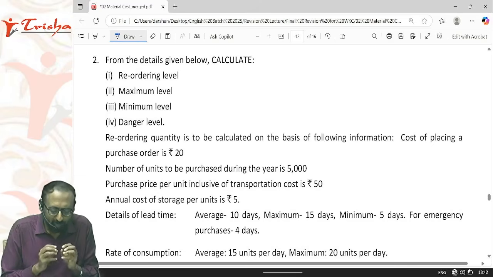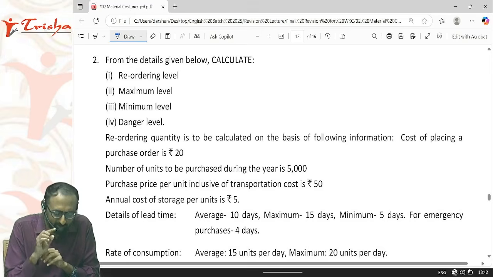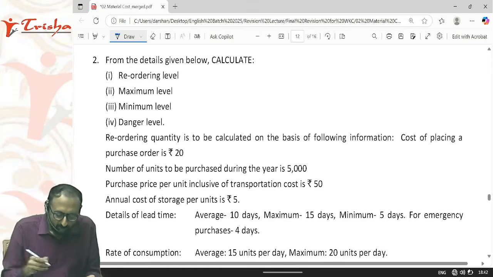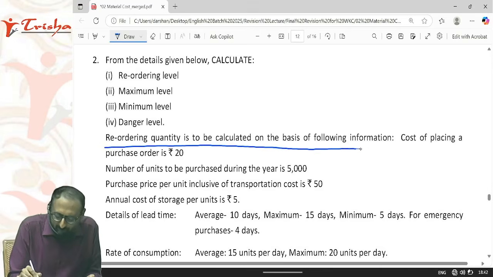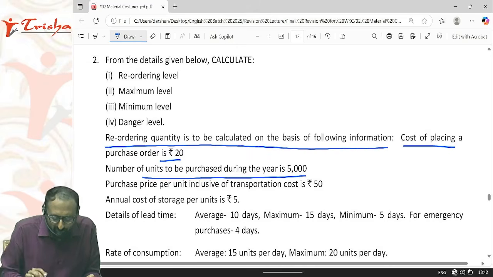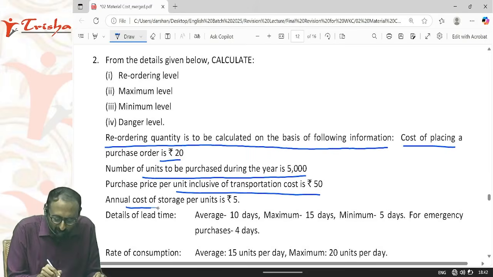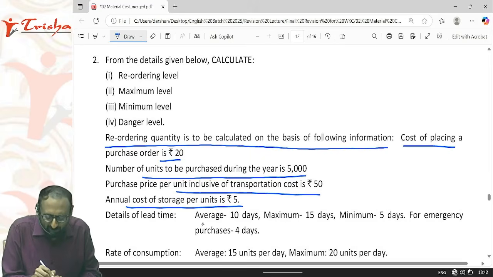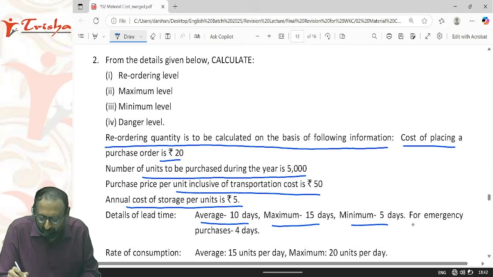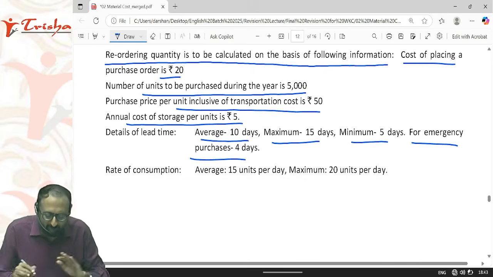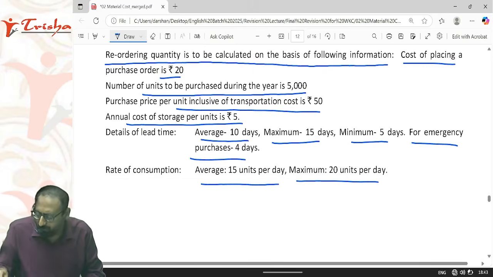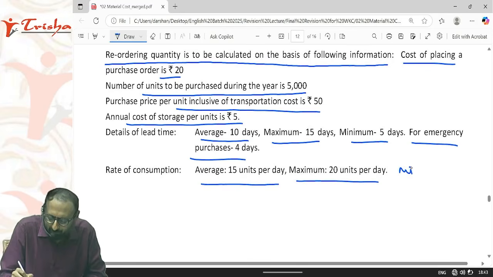From the following details, calculate reorder level, maximum level, minimum level, danger level. Reorder quantity is to be calculated on the basis of following information. Cost of placing an order is 20. Number of units to be purchased during the year 5,000. Purchase price including transportation cost is 50. Storage cost is rupees 5. Average lead time 10, maximum 15, minimum 5, emergency 4. Rate of consumption is 15 per day on average, maximum 20.